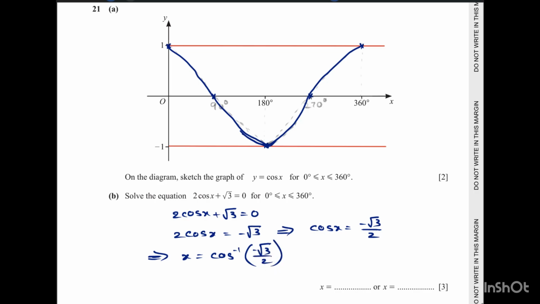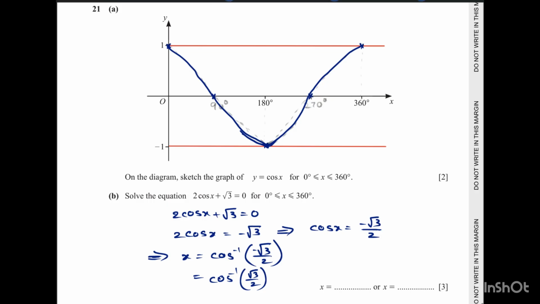Now because the x value is given in between 0 and 360, you cannot take the negative value, you have to take the positive value. So cos inverse of root 3 by 2. Now cos inverse of root 3 by 2 is 30 degrees. So x value will be 30, but we have to check now using the mnemonic.